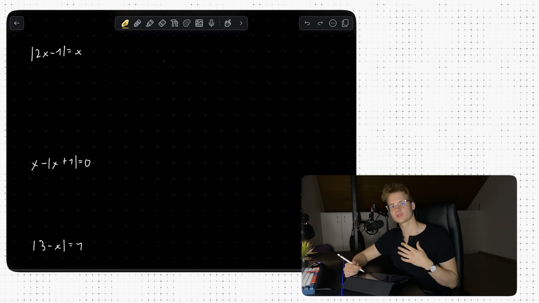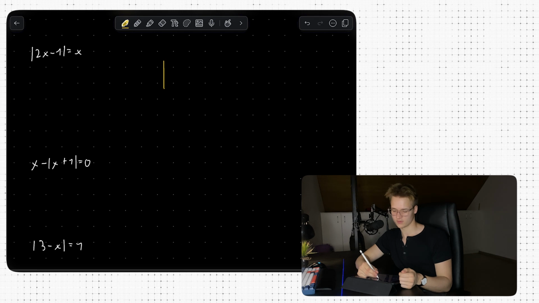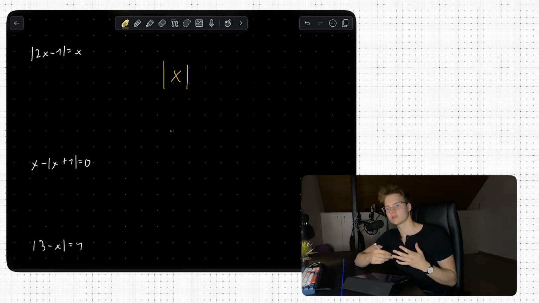So today we're going to just quickly go over absolute values and solve some exercises while we're at it. So the rundown about what you need to know about absolute values is that if you have an absolute value, so you have the absolute value of x, what does this mean? Well, it means that you just take the actual value, so the distance from the starting point.